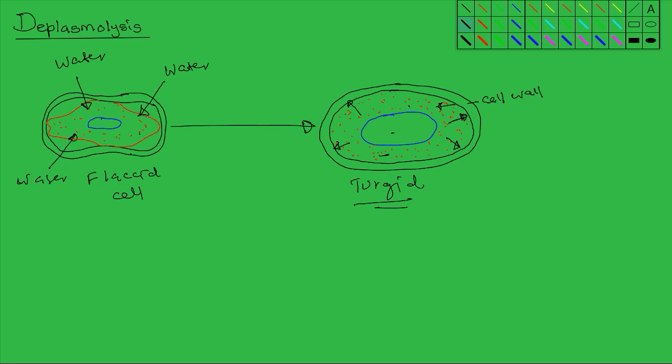So at a certain point, the wall pressure and the turgor pressure become equal, and that cell is said to be turgid. So deplasmolysis is a process in which a flaccid cell placed in hypotonic solution gains water by osmosis to become turgid. So simply it's the transformation of the cell from the flaccid state to the turgid state as a result of the inflow of water molecules by osmosis.